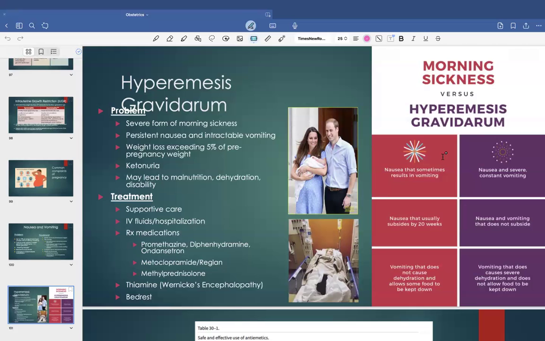The royal family there, because she did suffer from that as well with her pregnancy. She's a trooper.